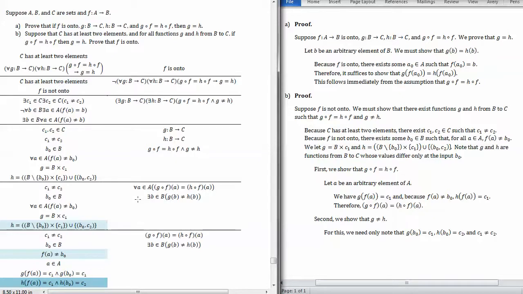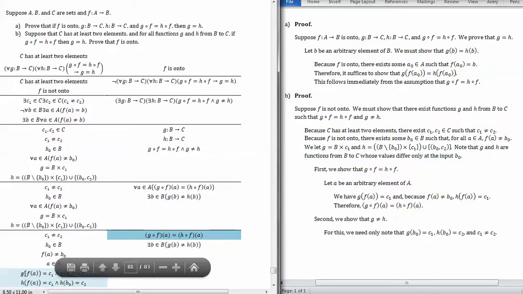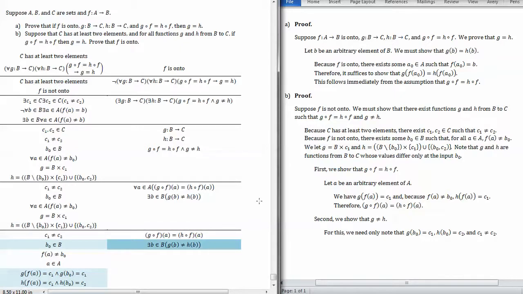Okay, well, just looking at the G of f of A and the H of f of A, they're both C1, so those are equal as desired. And looking at the B naught itself, we see that G maps B naught to C1 and H maps it to C2. And so B naught is an example of something in B for which G and H have different values. Okay. And that finishes the proof. So go ahead and read through it over here. See that what we wrote up is hopefully a good description of what we did over here. And we're done.